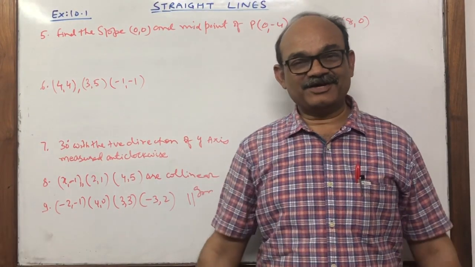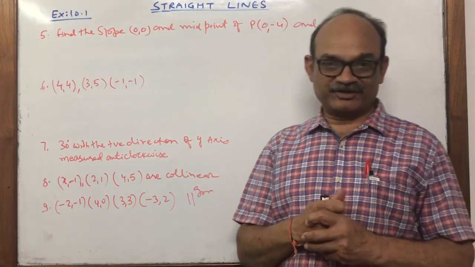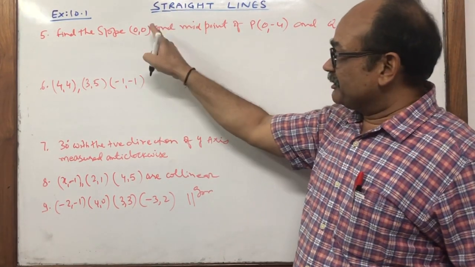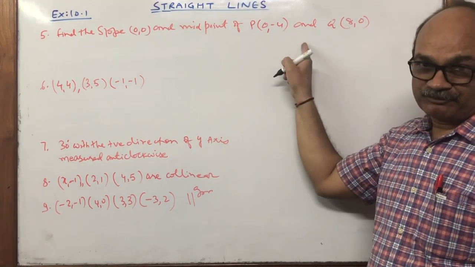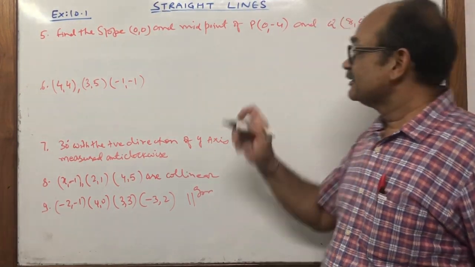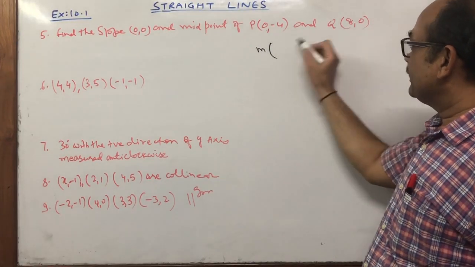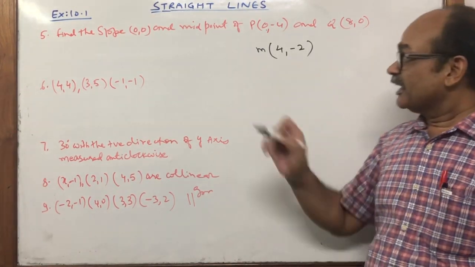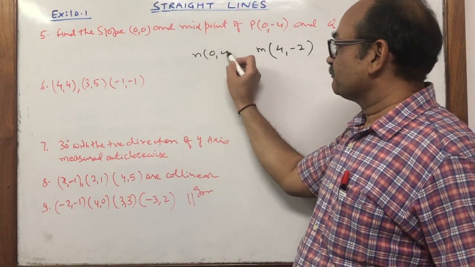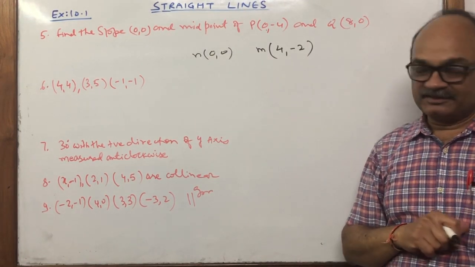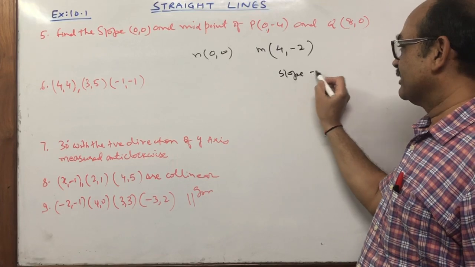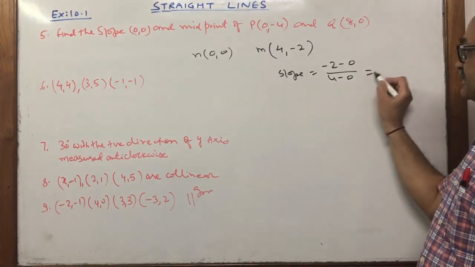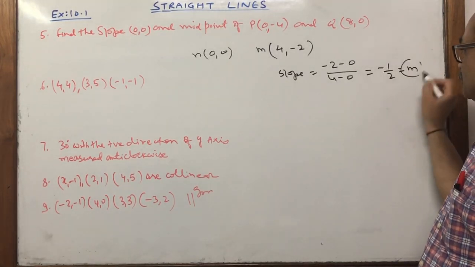Hello friends. So today we are continuing the same exercise 10.1 from sum number 5. Find the slope between 0, 0 and the midpoint of these two. From class 10th you know how to calculate the midpoint. Suppose the midpoint is M: (0 and 8) divided by 2, that is 4, and (-4 and 0) divided by 2, that is -2. And say N point is 0, 0. We want to calculate the slope between M and N, and slope is nothing, you know very well, y2 minus y1 divided by x2 minus x1, that is simply minus half equals the slope.